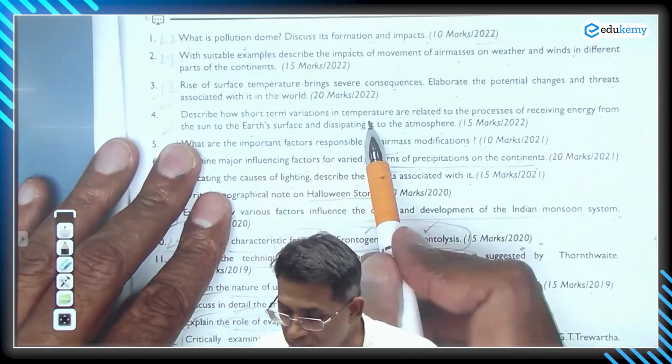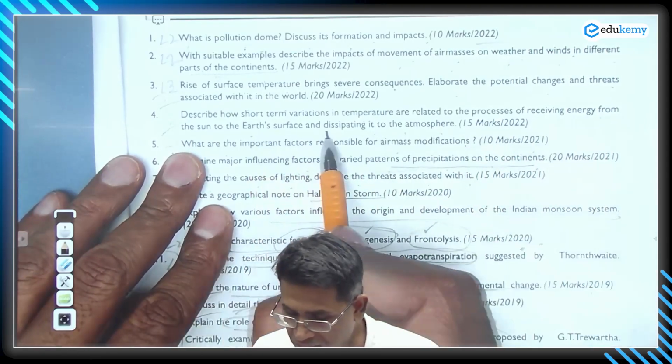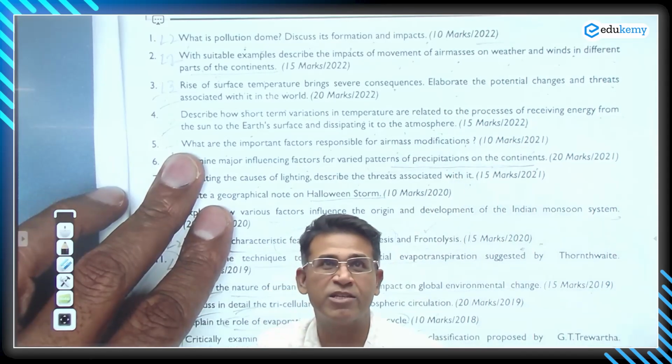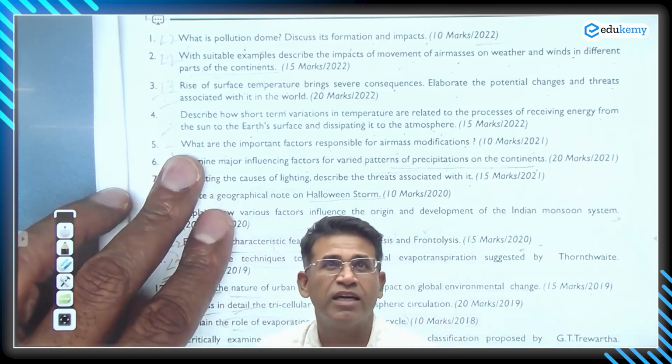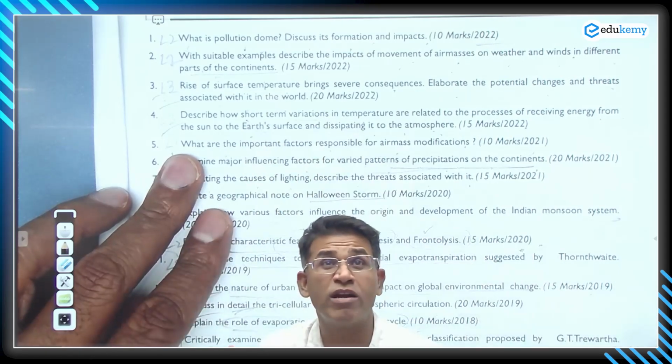Short-term variations in temperature, okay, and processed energy, and Earth's surface and atmosphere. The short-term variations are essentially your diurnal variations, your seasonal variations, monsoons के variations जो होते हैं, short-term, not the long one, not in terms of climate change.